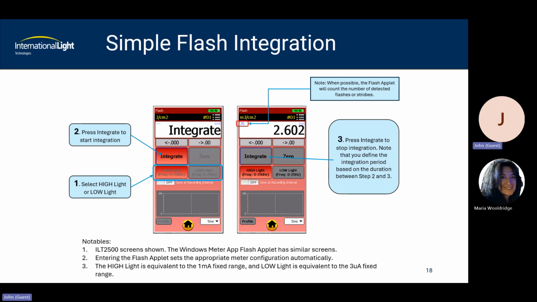And traditionally, folks had meters from ILT to measure the energy, the joules per centimeter squared in this case, and they also had separate devices that couldn't measure energy, but they could count pulses. So with these applets here, you get both at the same time. This is a pretty streamlined way to measure your radiant energy for either flashed or steady state, really any one of your sources. That's why we call it simple.